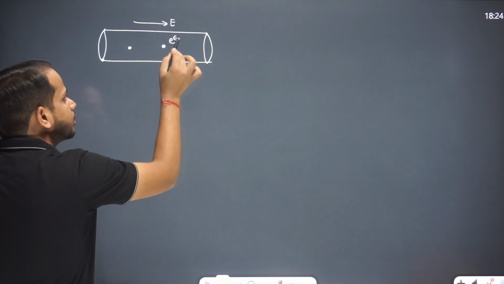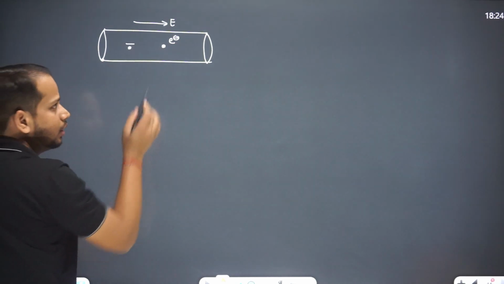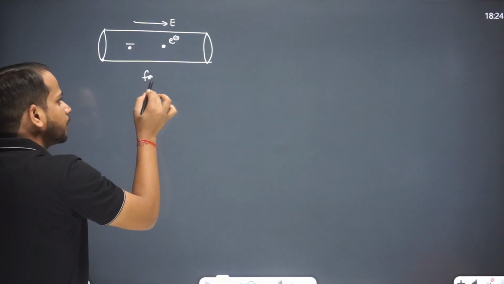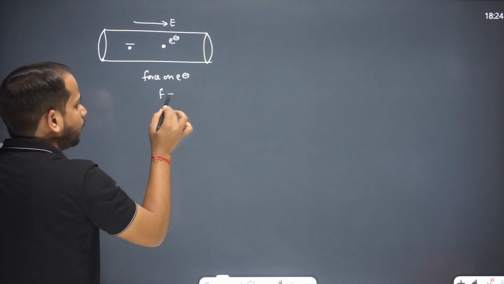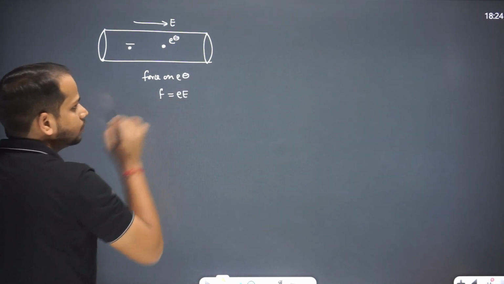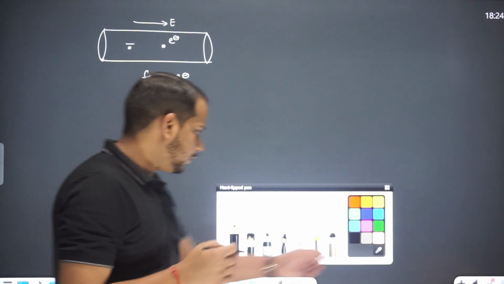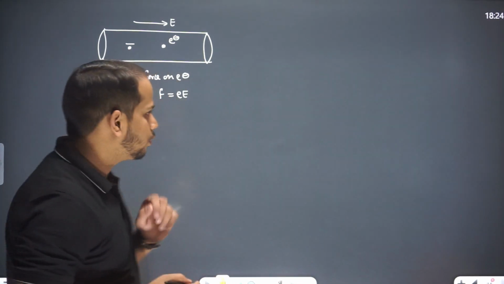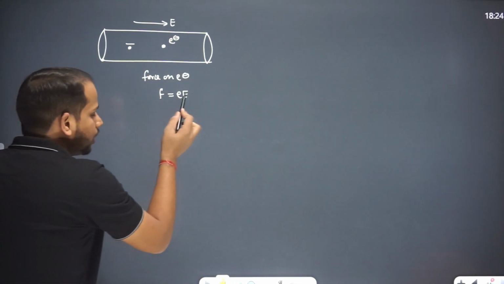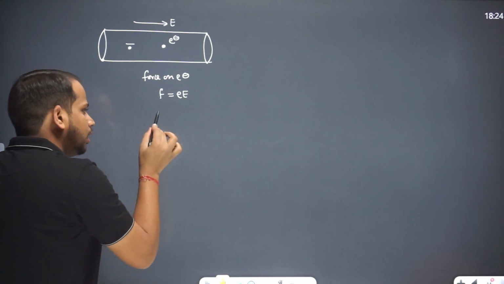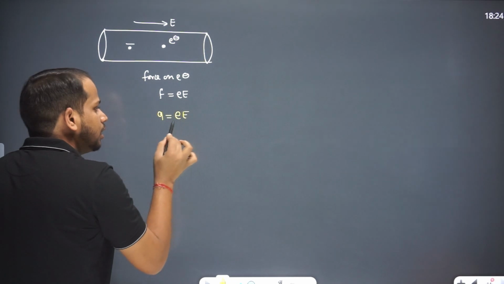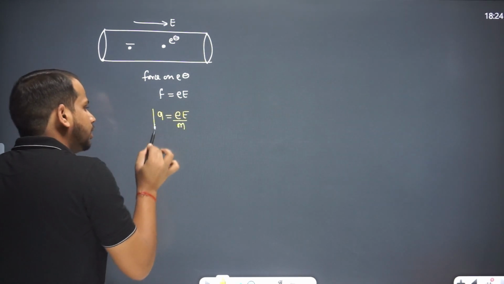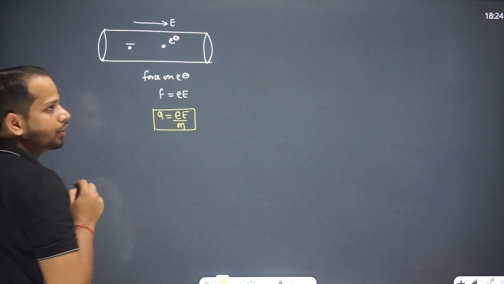So can we say there is a force acting in the opposite direction? What is the force on the electron? F equals eE. This is the force acting on the electron. If this is the force acting on the electron, then what is the acceleration? The acceleration is eE by m. This is the acceleration acting on the electron.